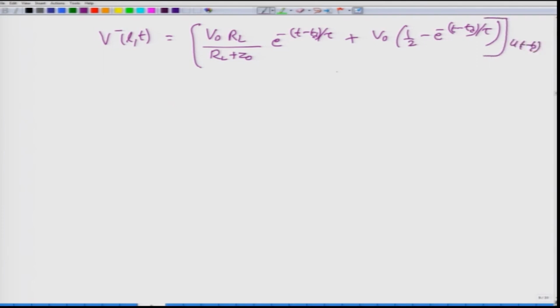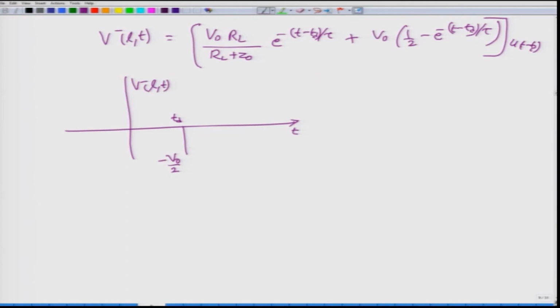So look at the nature of this reflected voltage. At t equal to Td, the exponential term will be equal to 1. So half minus 1 will be minus half of V0, which is the jump that you actually expect at time Td for the reflected voltage, because there is a capacitor out there.